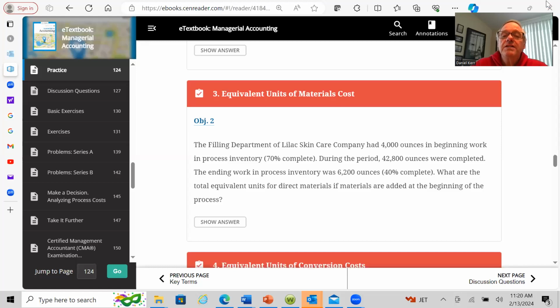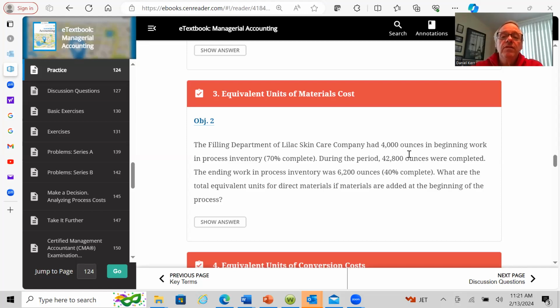Okay, so here we are with exercise 3. It says the Lilac Company had 4,000 units in beginning work in process, of which 70% were complete. During the period, 42,800 ounces were completed. The ending work in process was 6,200 ounces, which were 40% complete. What are the total equivalent units for material if materials are added at the beginning of the process? We can always assume materials are added at the beginning of the process.